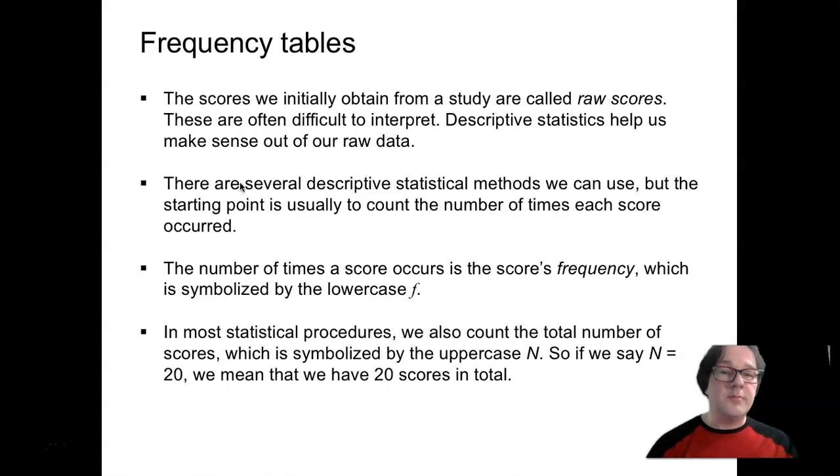In most statistical procedures, we also count the total number of scores, which is symbolized by the uppercase N, which is also italicized. And now is probably a good time to tell you that any statistical symbols that we're going to encounter will be italicized, okay? So the total number of scores is denoted by an uppercase N. So if we have an N of 20, that means that we have a total of 20 scores in our data set.